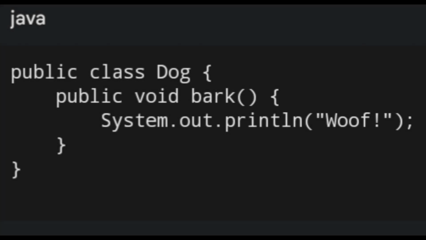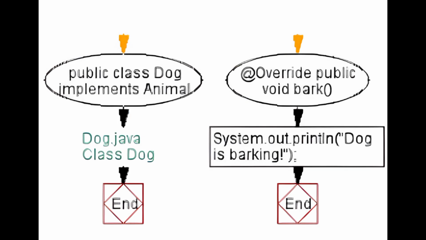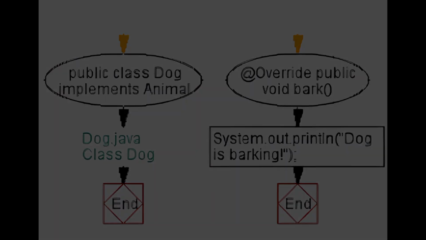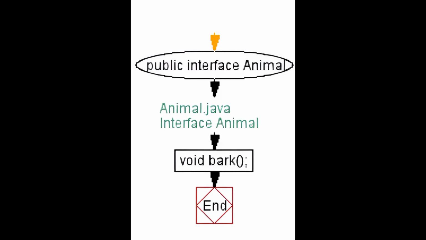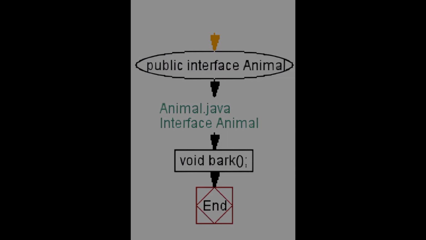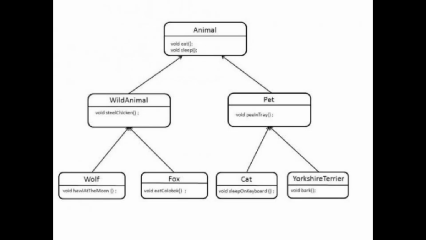Public void bark. Public, this keyword makes the method accessible from any other class. Void, this indicates that the method doesn't return any value, and bark, this is the method name, suggesting it might be related to a dog or animal simulation.